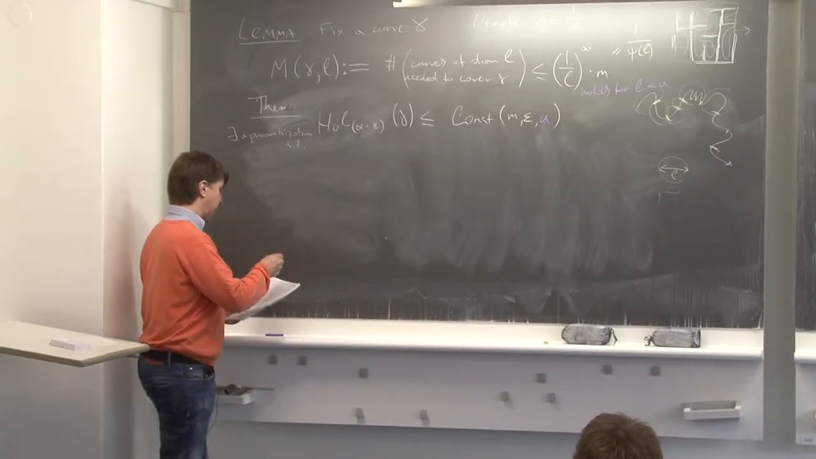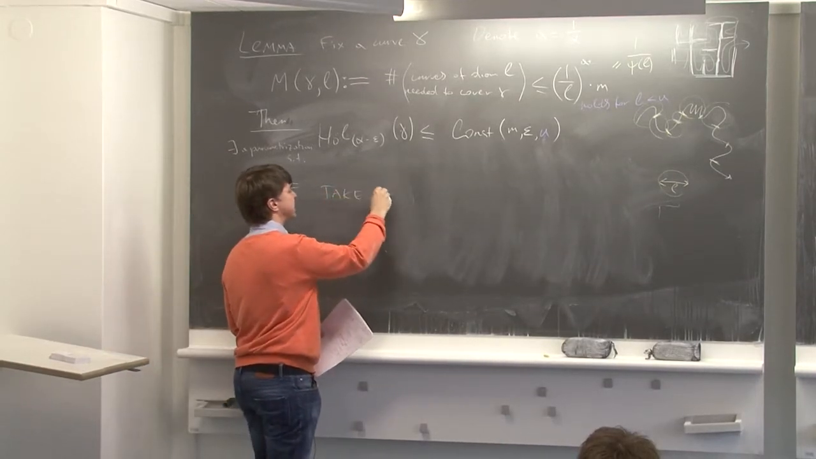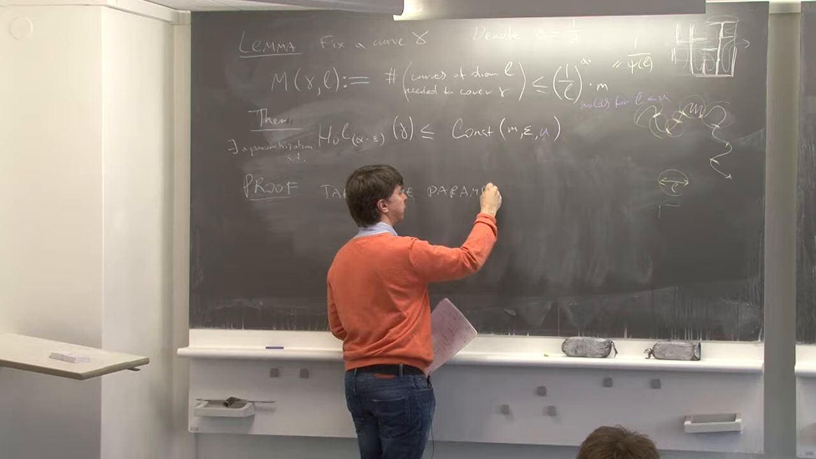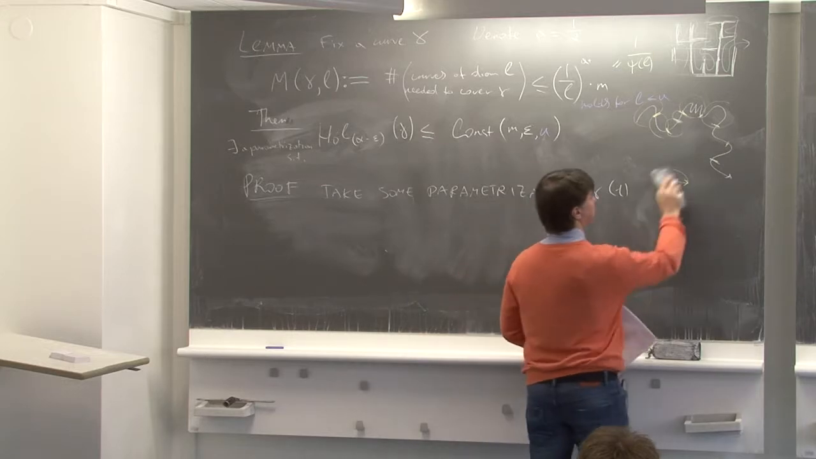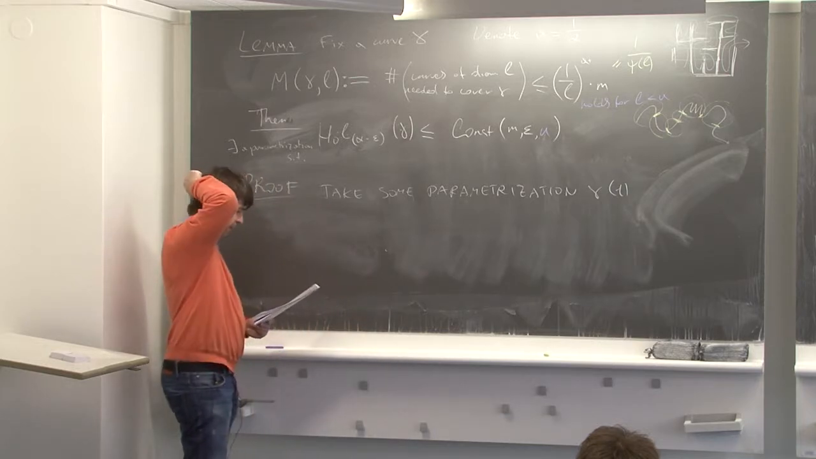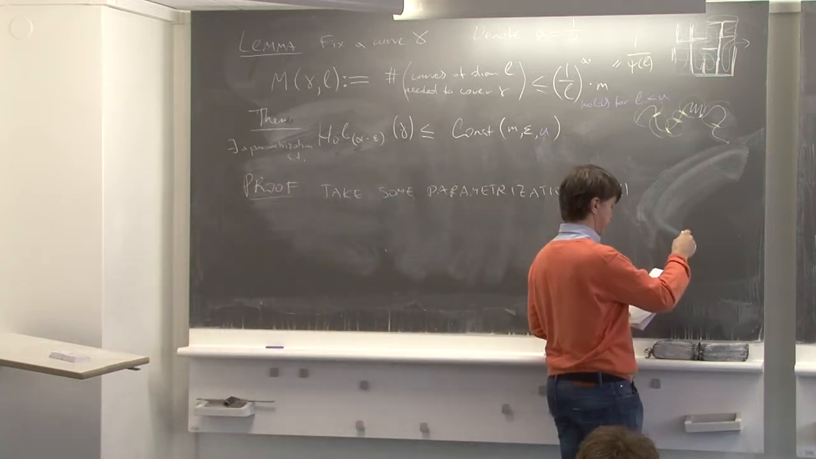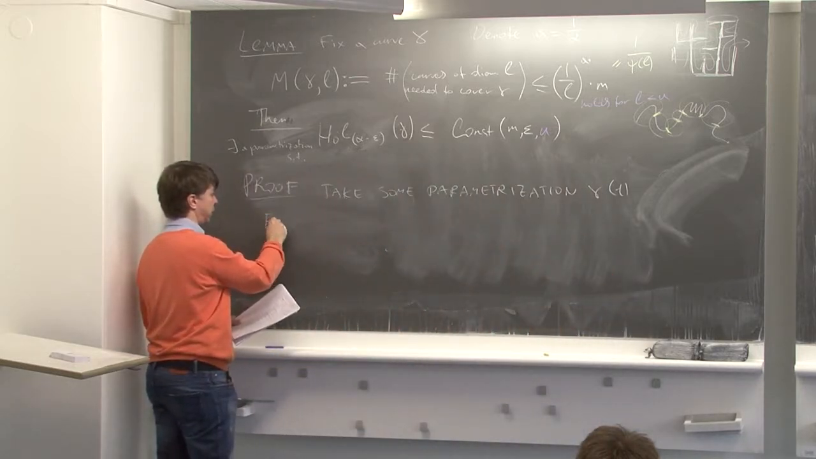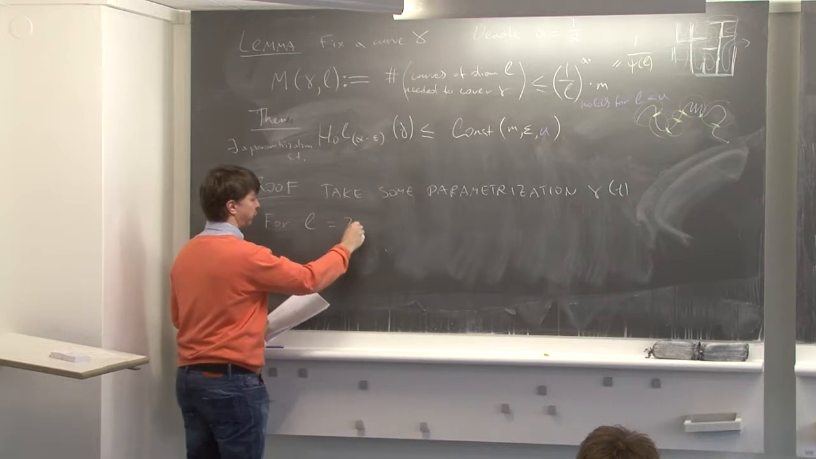OK, so the proof is the following. We take some parameterization, not important which, gamma of t. Now for L, let's say equal to 2^-n.